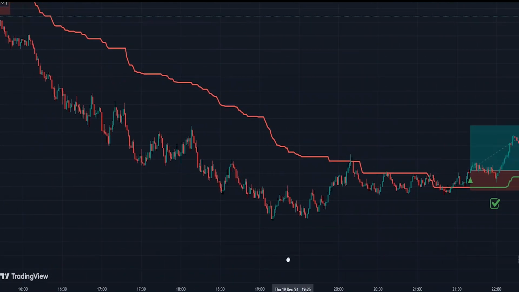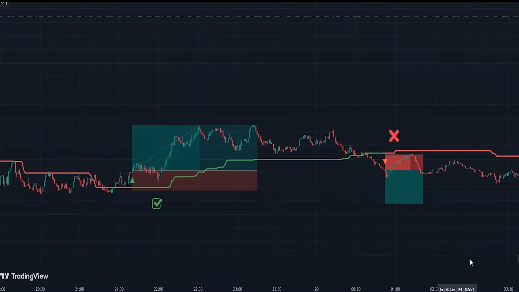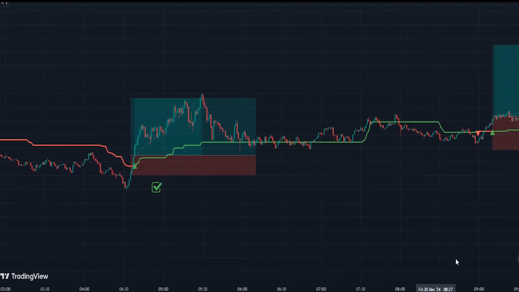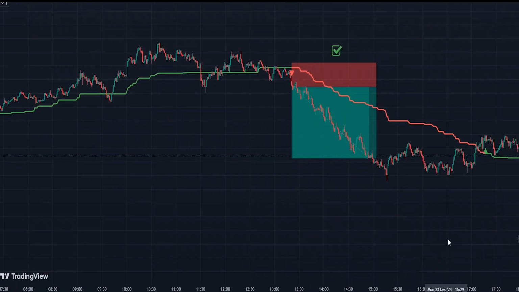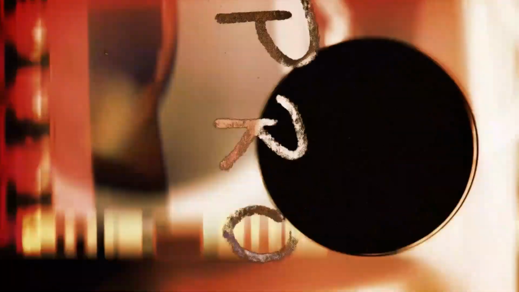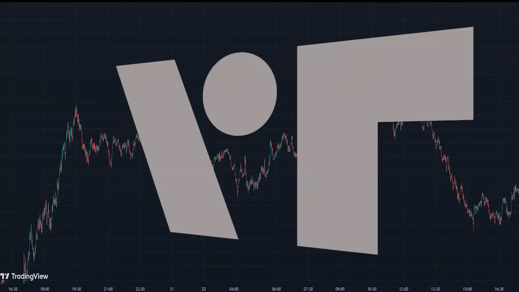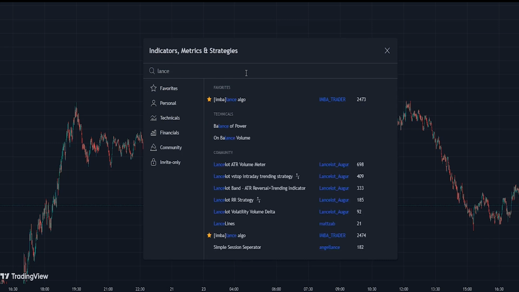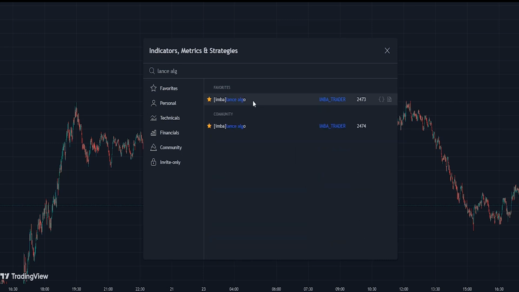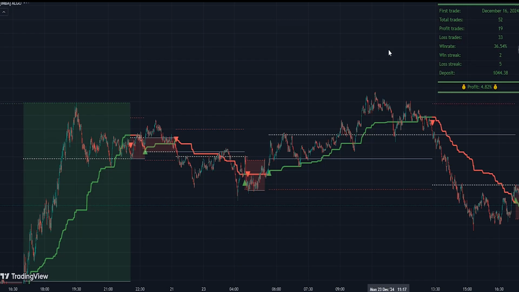This indicator also requires some filters, which we'll explore together later. So, stay with us until the end of the video to fully learn this precise strategy. We start by going to the TradingView website and selecting the Lance Algo indicator from the Indicators section. When we add the indicator to the chart, it looks like this.